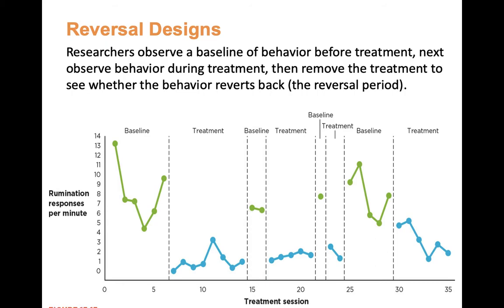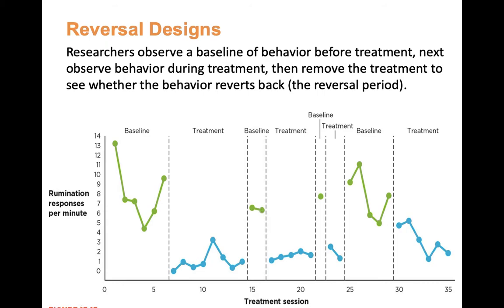So in the figure, we've got the rumination rates at several different baseline sessions, and then the rumination rates during the treatments. You can see that rumination is high during the baseline sessions in the green, and it's lower during the treatment sessions in the blue. So this pattern supports the idea that the treatment causes the rumination to decrease, okay? Because every time that the patient is not in treatment, they revert back to the original behavior.